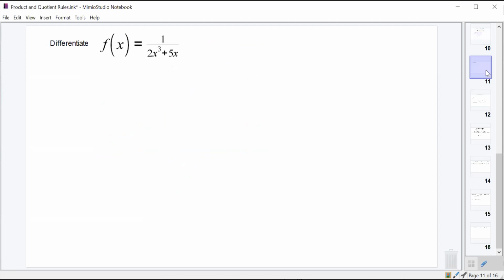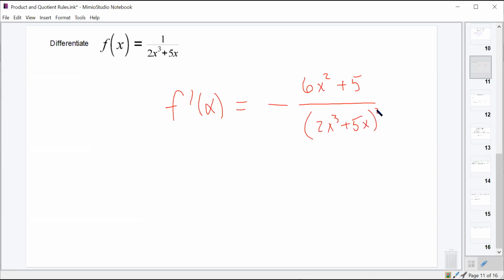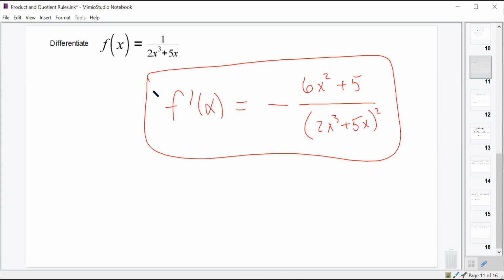What should we get? Should be f prime of x equals what? Negative 6x squared plus 5. Yep. g prime, right, numerator over the denominator squared. The denominator squared.